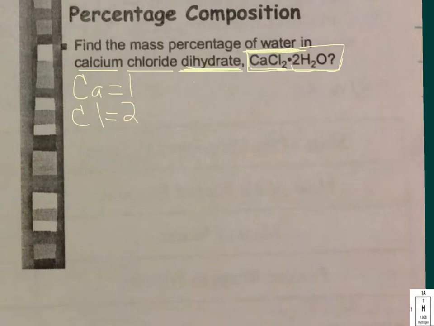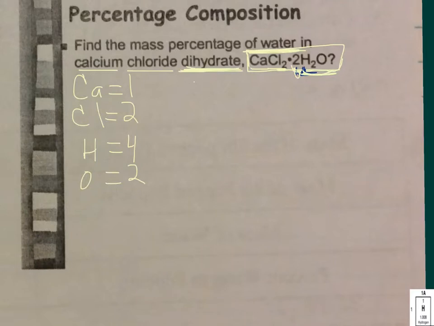And the next element is the hydrogens. And if I'm looking at what is here, there's 2 hydrogens in H2O, but then this 2 here tells me that I've got 2 of this whole thing. So I'm actually just going to multiply. 2 times 2 is 4. So I have 4 hydrogens and oxygens because that 2 is multiplying the whole group there. There's 2 oxygens.